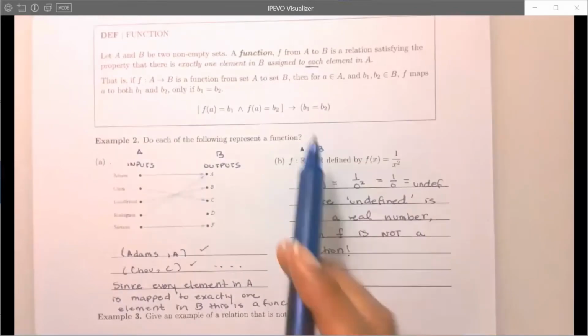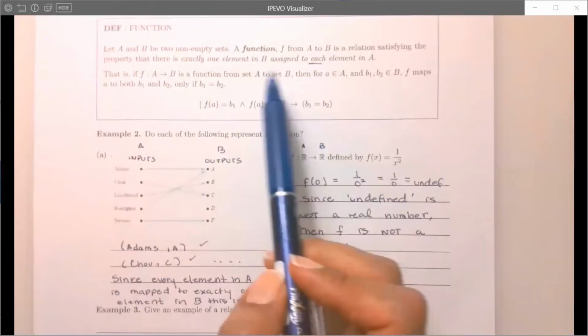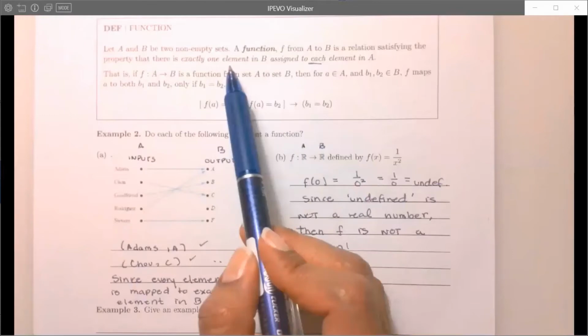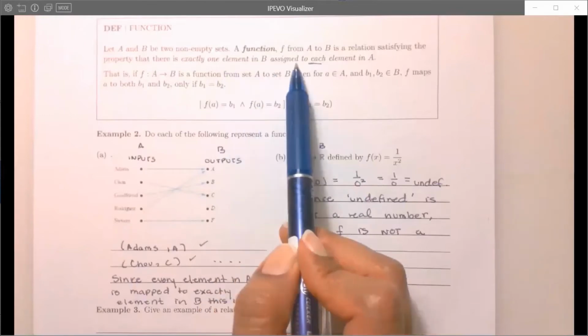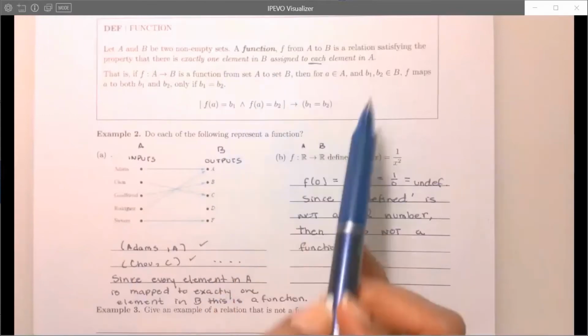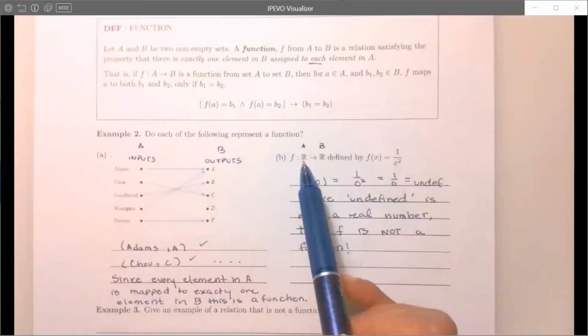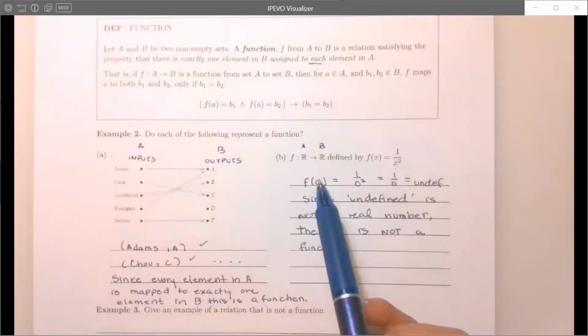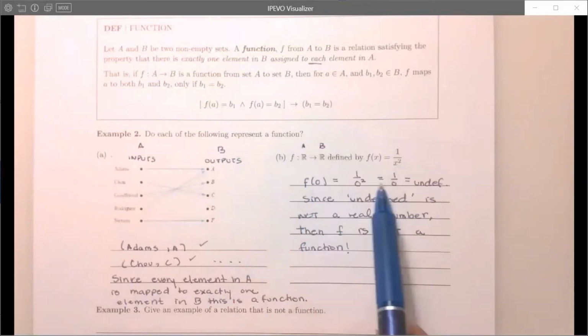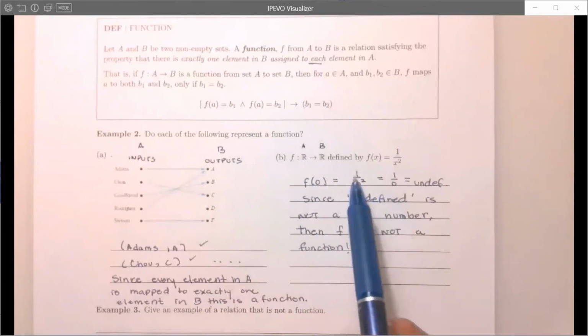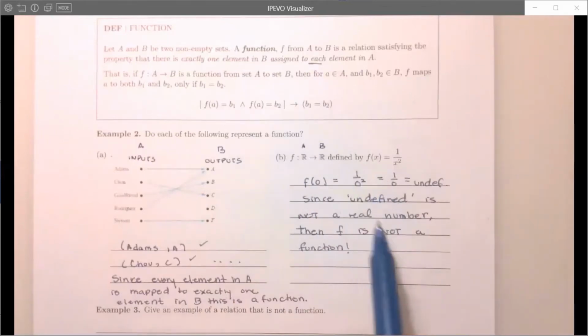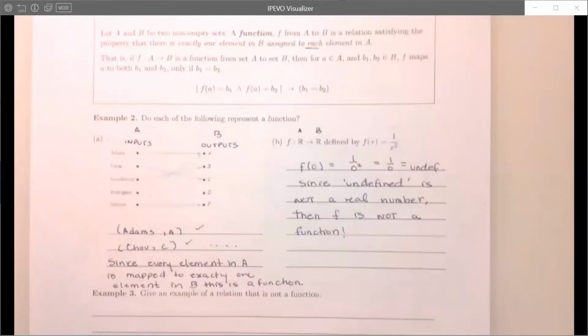Because again, we require that there is exactly one element in B that is assigned to each element in A. So in this case, we found one element in A, meaning the 0, such that there is no element in B that gets assigned to it. Okay, so that would not be a function.